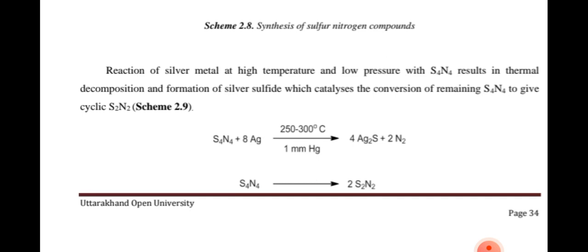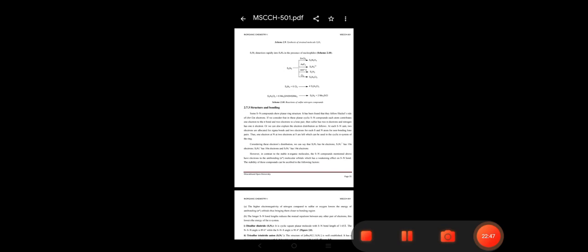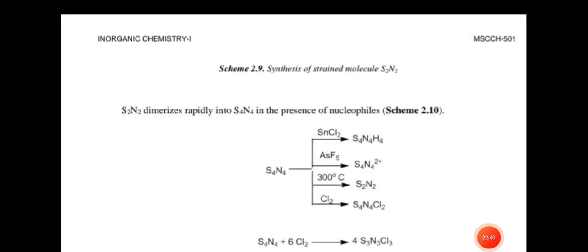get 4 moles of Ag2S, 4 moles of silver sulfide plus 2 moles of ammonia. S4N4 gives 2 moles of S2N2. Then S2N2 dimerizes rapidly into S4N4 in the presence of a nucleophile. S4N4 in the presence of SnCl2 gives S4N4H4.